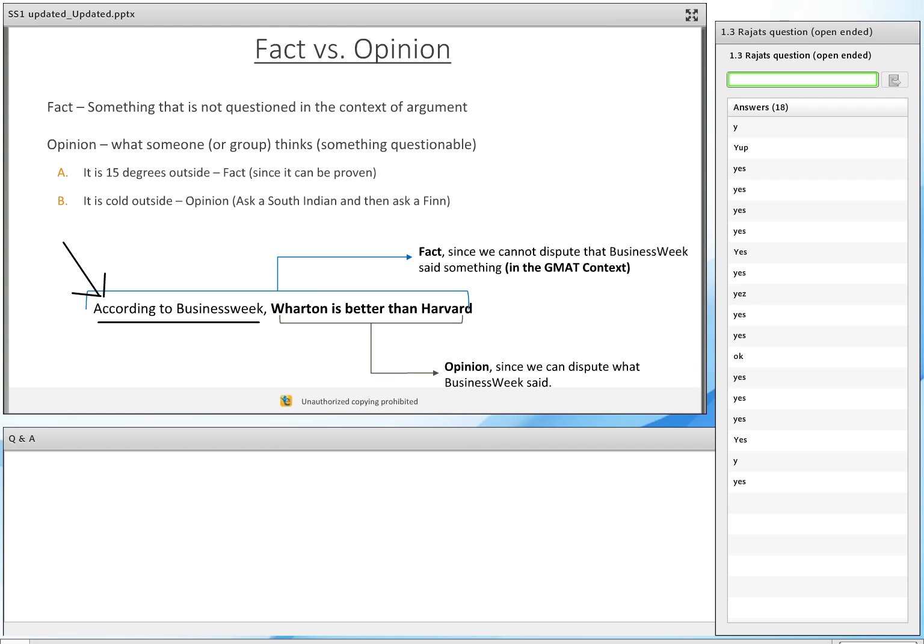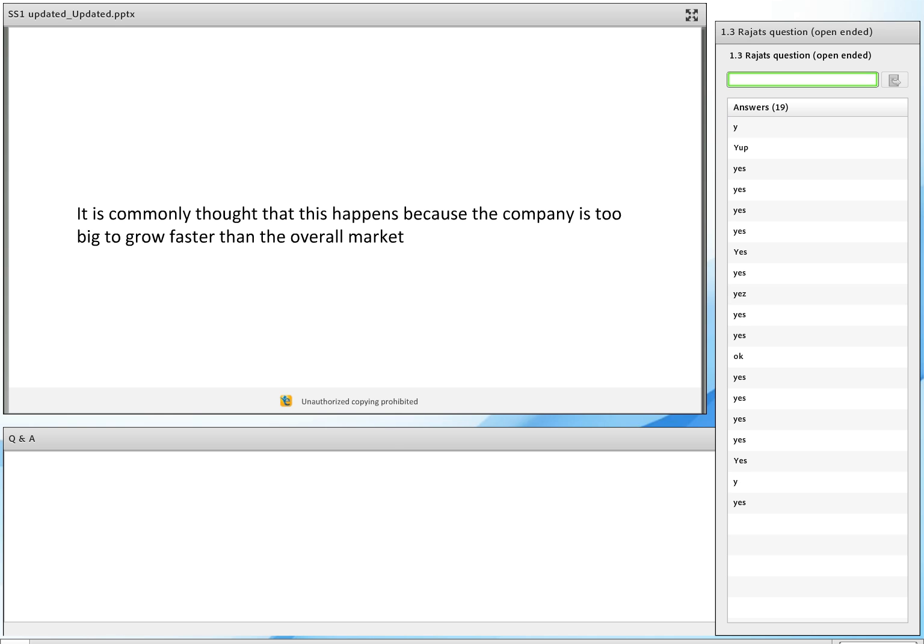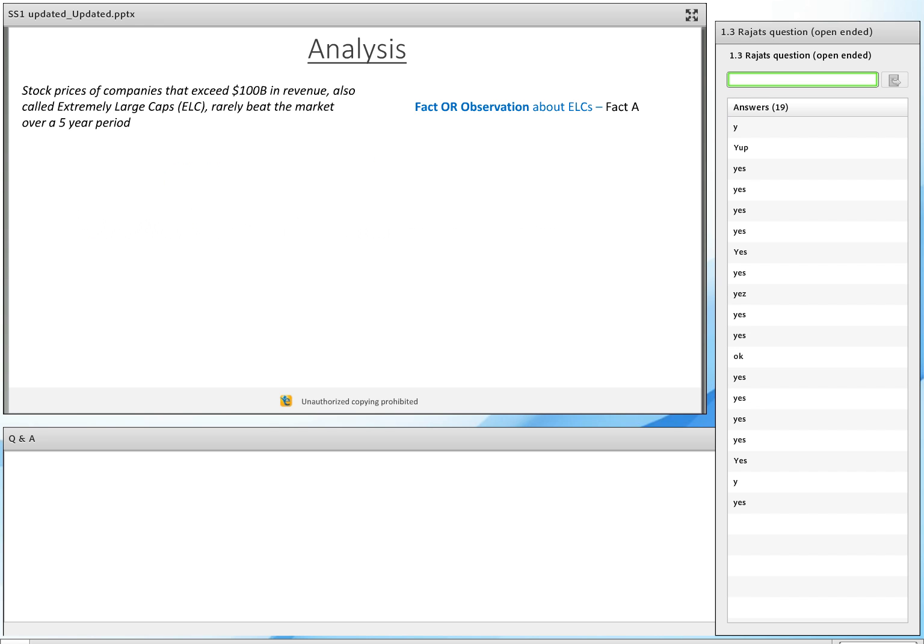All right. So when you look at this, it is commonly thought that this happens because the company is too big to grow faster. Are you going to dispute whether it's commonly thought or not? No, you're not going to dispute that. So that entire statement becomes a fact, but the portion after that is an opinion. And this differentiation, even though it's not tested in this question, is really important to understand, because this is a semi-difficult question or a 650 level question. As questions become more difficult, the GMAT will test these things.